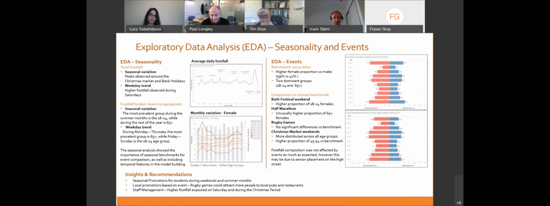I further wanted to look into whether there's variation broken down by different demographic groups. And again, there is seasonal variation, with the most prevalent group during the summer being the 18 to 24, while the rest of the year is the 65 plus. And again, there's a weekday trend, with Monday to Thursday, the most prevalent group is 65 plus, while Friday to Sunday is the 18 to 24.